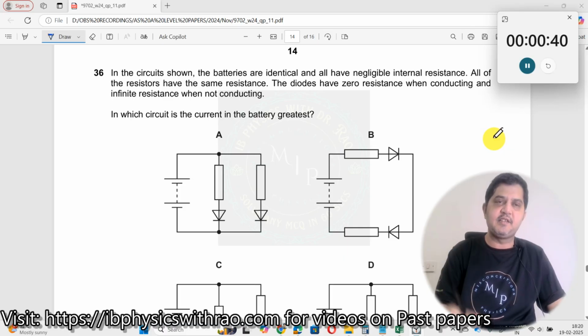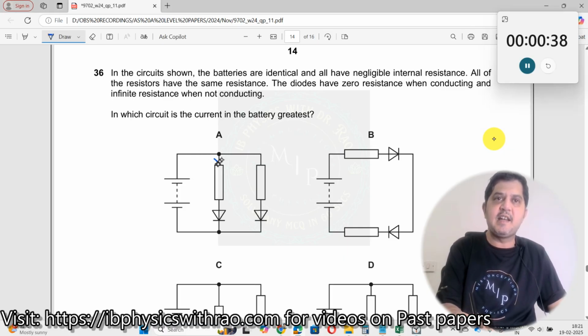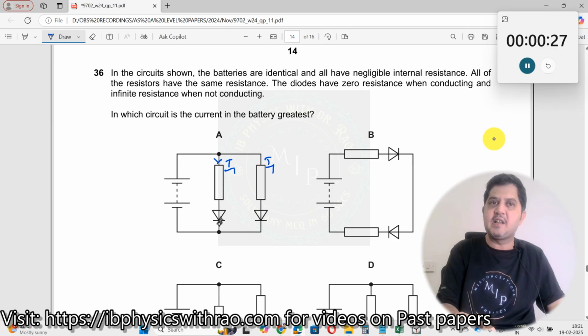When is the current greatest? Now what happens? Let us say there's a current I1 passing over here. Same resistance, right? So let us say this is I1 and this is I1. So this acts like a short circuit, right? So the diode acts like a short, and as a result of it, all the current will come over here. No resistance. So this will be 2 times I1.